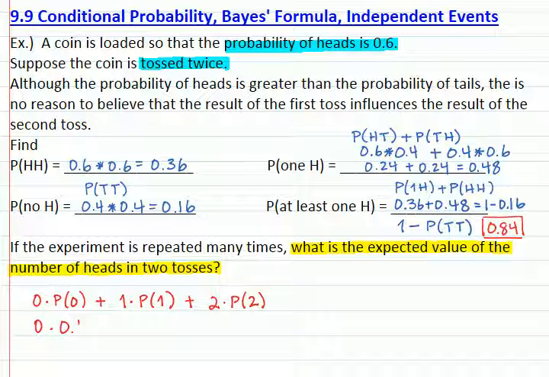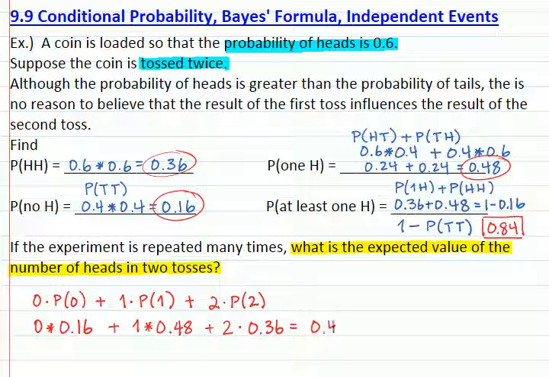The probability of getting 0 heads is 0.16, plus the probability of getting 1, which was 0.48, plus 2 times the probability of getting 2 heads, which was 0.36. If I add them, I get 0.48 plus 0.72, which comes out to 1.2. So the expected number of heads in two tosses is 1.2.